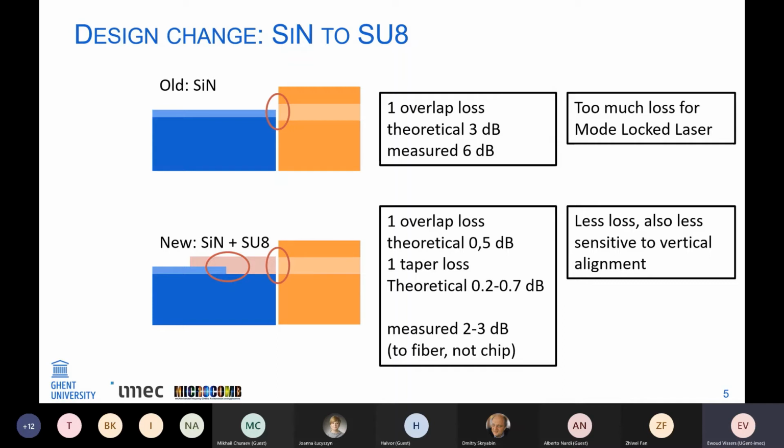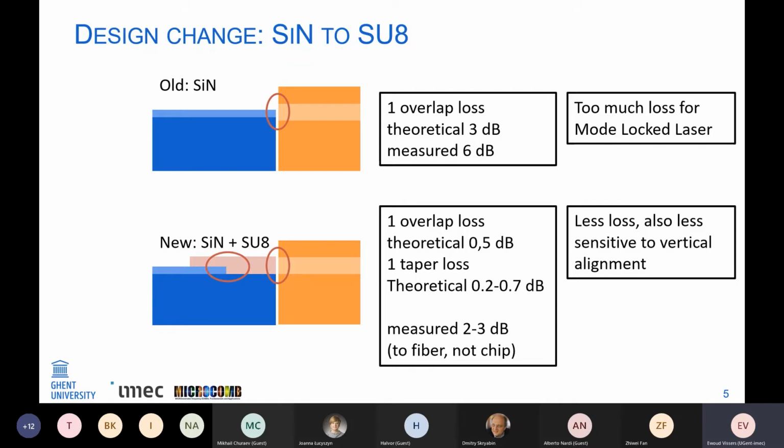So I improved the design of the edge coupler by having an intermediate waveguide in SU8, which is a polymer with an index of 1.54, I believe. And since it's a polymer, we spin it onto our sample, and we can actually match the height of our mode as well between the silicon nitride chip and the gain chip. But the trade-off is that we do get an extra loss because we have to couple from the SU8 to the silicon nitride waveguide.